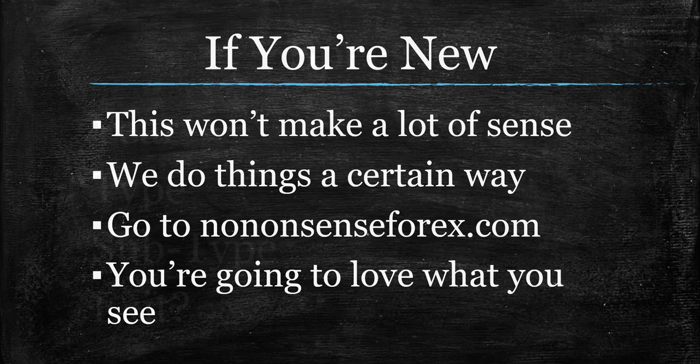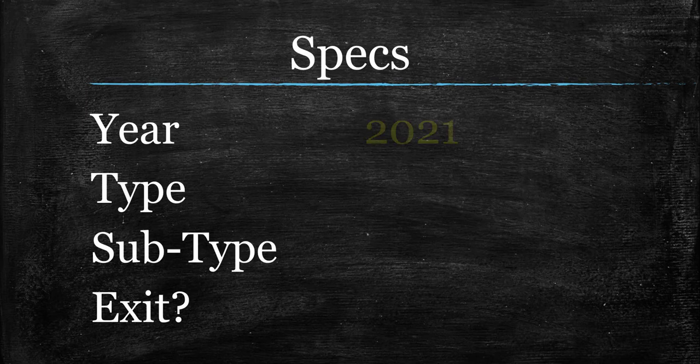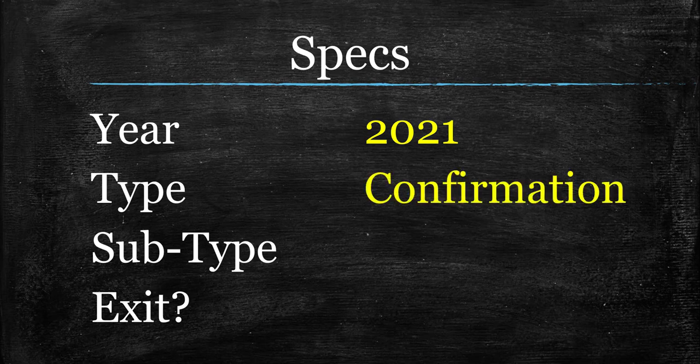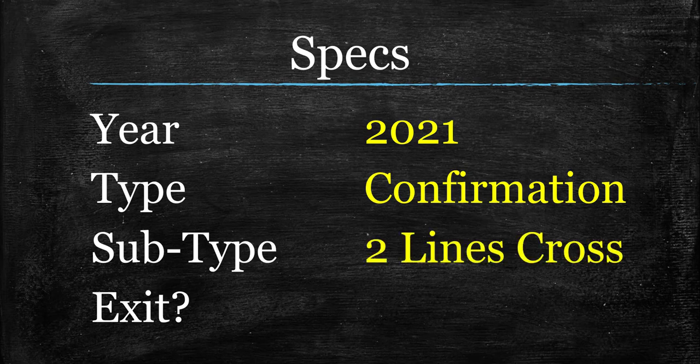But for the rest of us, let's get into the specs of the IS calculation indicator, whatever it is. This was created in 2021, so part of its obscurity may be because it's relatively new. Not sure, but this is going to be a confirmation indicator. It's going to be of the two lines cross variety. And in terms of being an exit indicator, yes, absolutely. There are aspects of an exit indicator baked into the code.